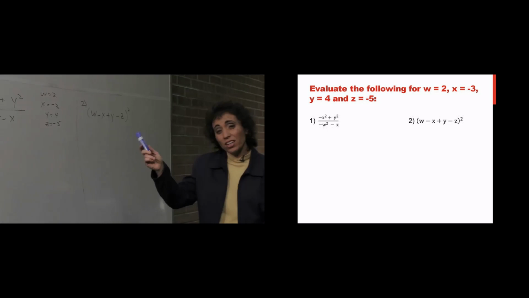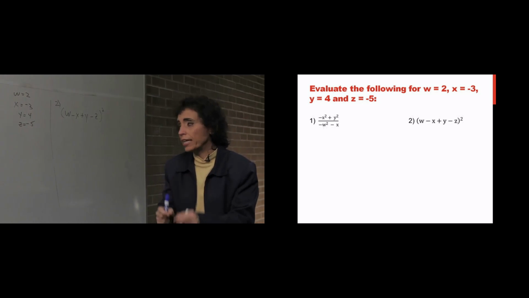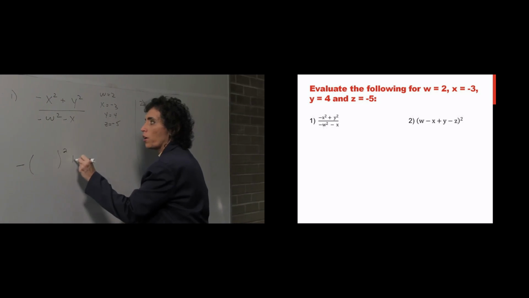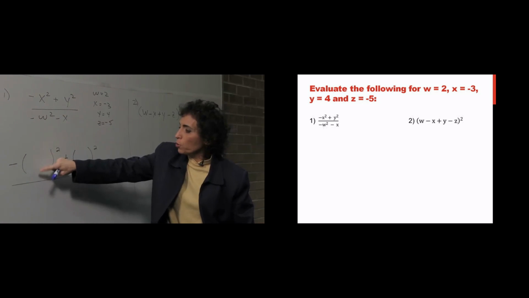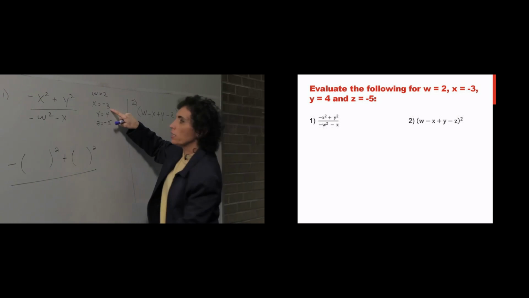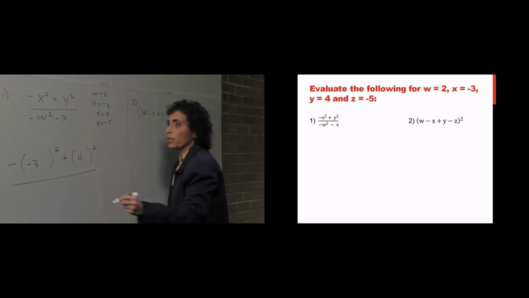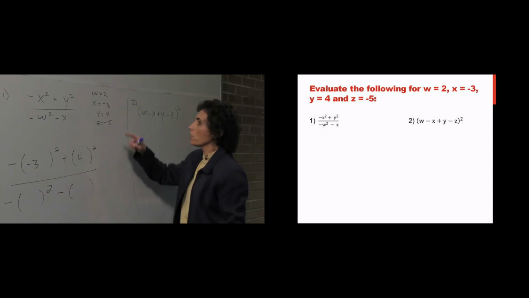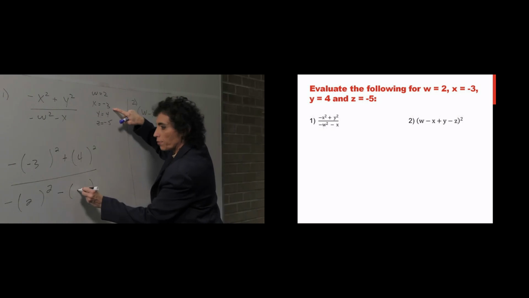All right, the whole point of this problem is to make sure you're careful about how you substitute and your use of parentheses and exponents. So let's take a look at this. Negative x squared plus, remember how we said we would do this, right? We use parentheses for the letter, and then the exponent's going outside. So x is negative 3, y is 4, okay? And then on the bottom, negative w squared minus x. W is 2, and x is negative 3.